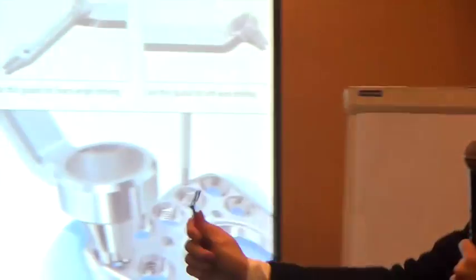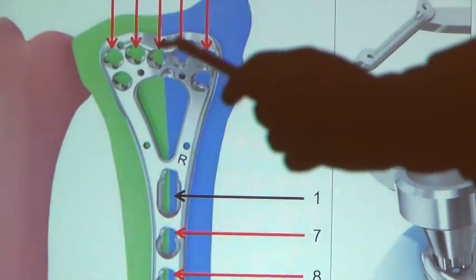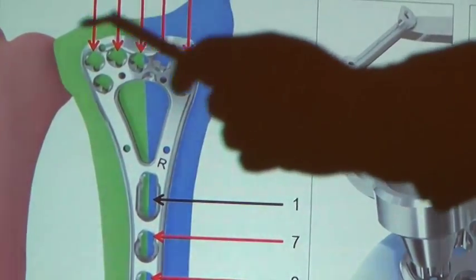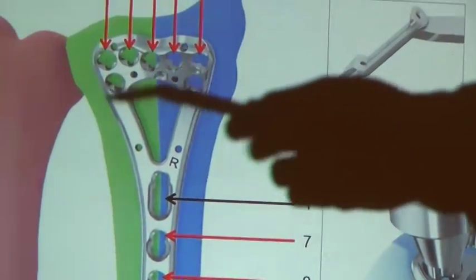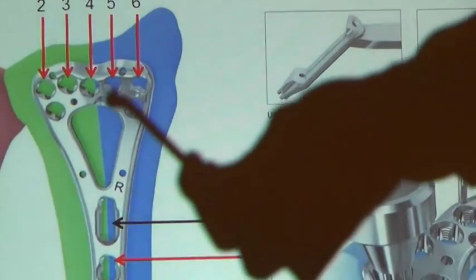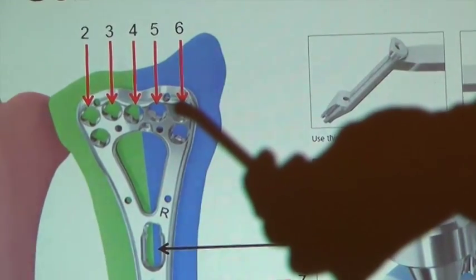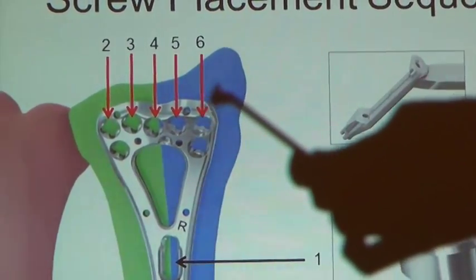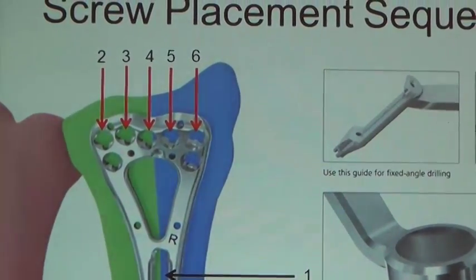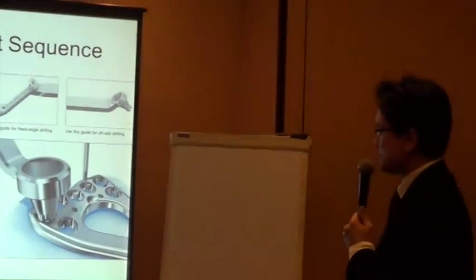Okay, so using this side, I would drill this hole, and these are all fixed angle. I would normally use fixed angle screws. The variable angle hole I would use on the radial styloid fragment, and I will aim the screw towards the tip of the radial styloid. This gives a very nice fixation to the distal radius.